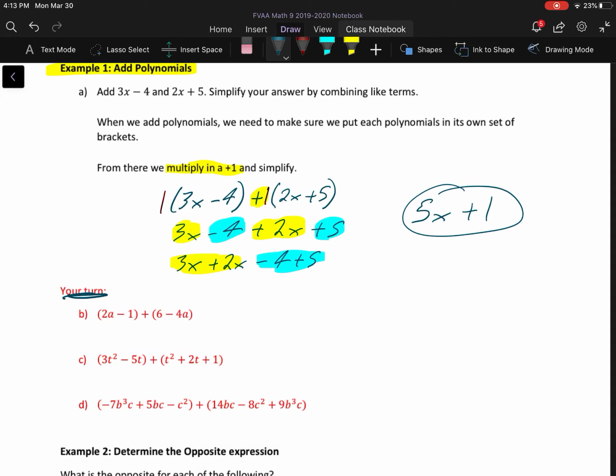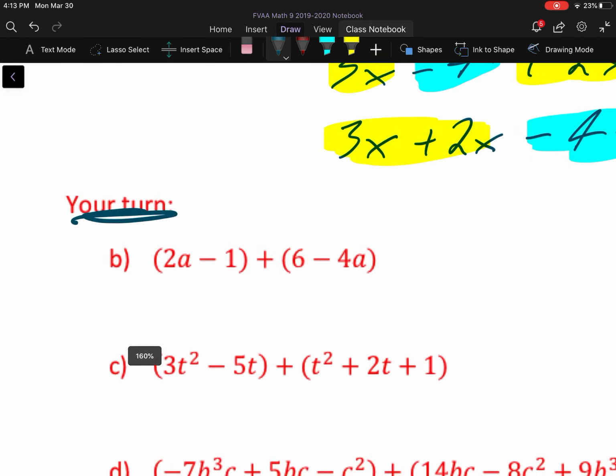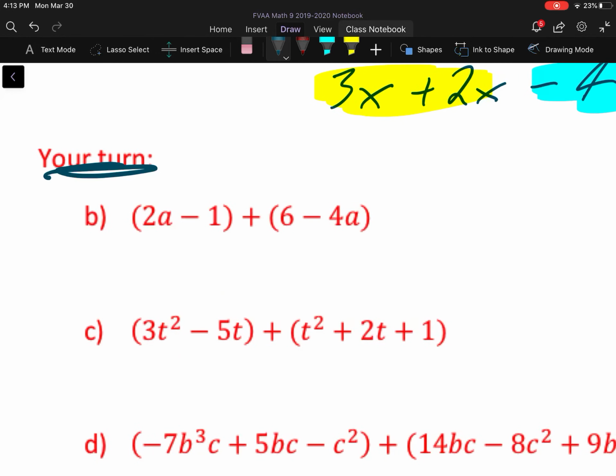Hopefully by now you've been able to answer all 3 questions correctly. You might have gotten stuck along the way. That's okay. We're going to go through all 3 of them together. So the first one we're going through is 2a minus 1 plus 6 minus 4a.